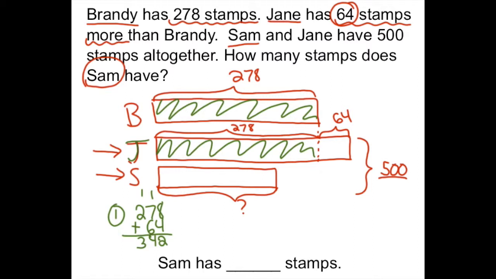I know that Jane and Sam together have 500 stamps. So if I want to find out how many Sam has, what do I have to do? I have to take my total of 500 stamps, since that's the total for just Jane and Sam, and I have to subtract Jane's total, which is 342. The result is that I will be left with Sam's amount. So I end up with 158 stamps. So I have to cross out my question mark and write in 158 for Sam. My last step is to write that into the sentence.